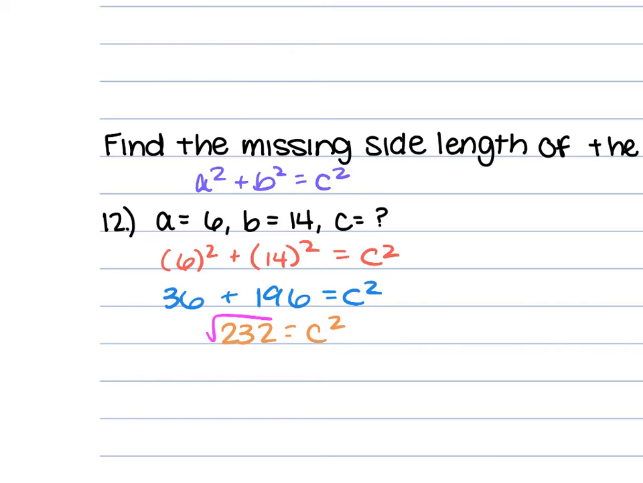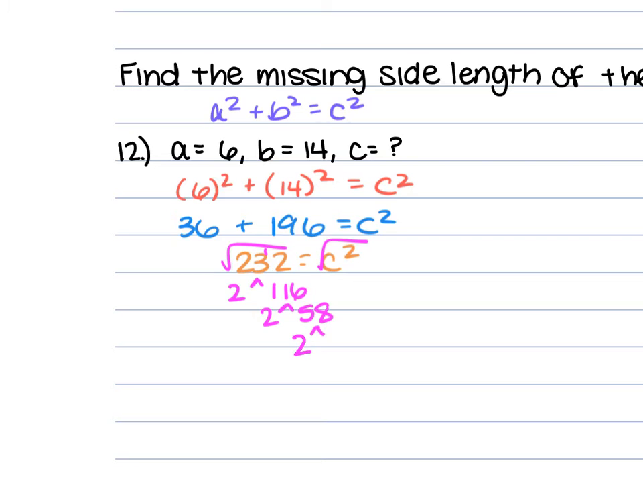We take the square root of both sides. The 232 is 2 and 116. The 116 is 2 and 58. The 58 is 2 and 29. So that's 2 square root 58. So c is equal to 2 square root 58.